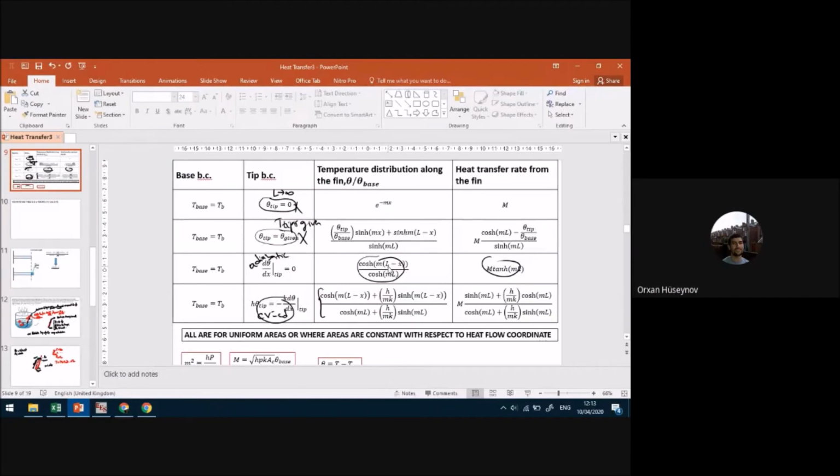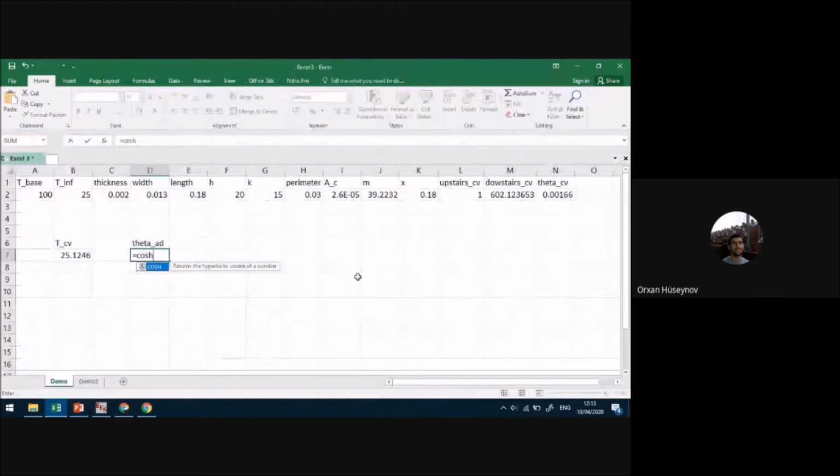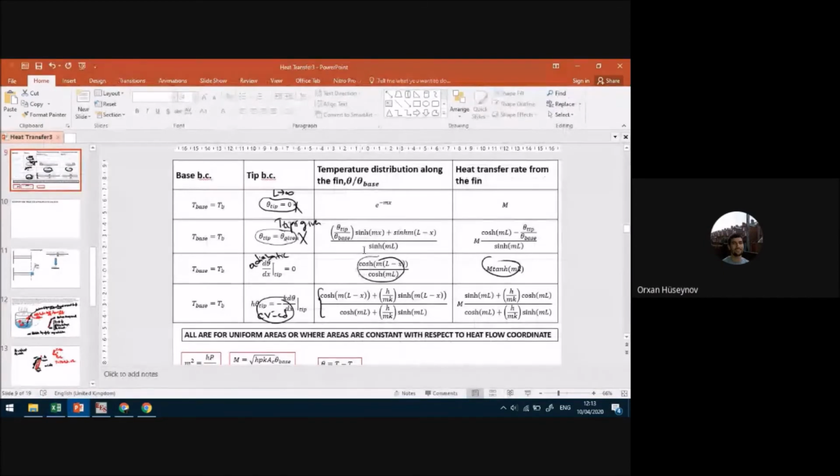So firstly, I should calculate this one, which is easier, therefore I will do all of the formula together. Let's use another theta, of adiabatic. So you will have cosh again, m into (L minus x), divided by the downstairs, which is cosh of m into L. Press it, I've got this value, and this is again the formula that I have calculated.